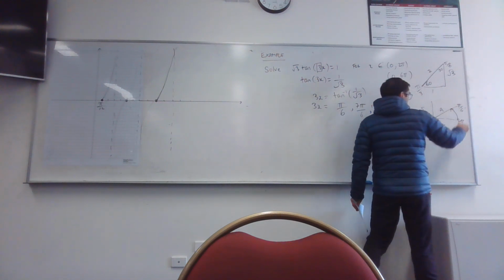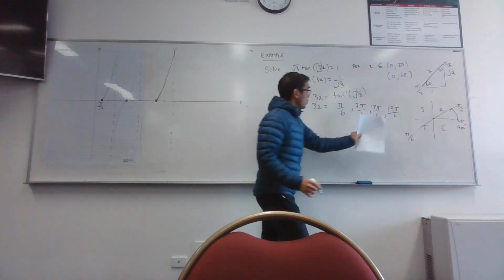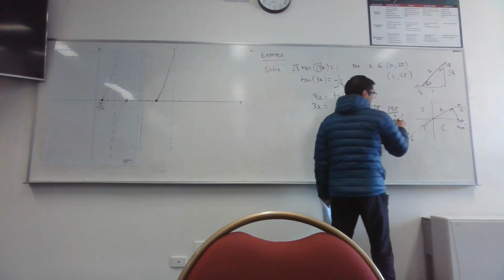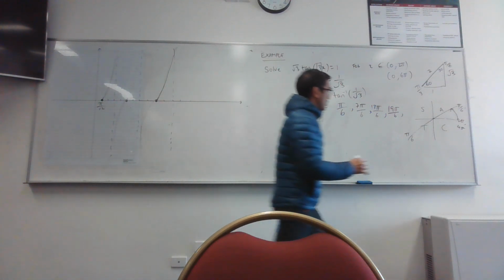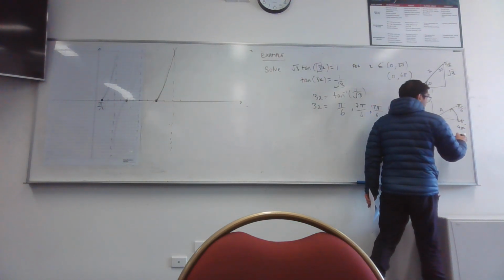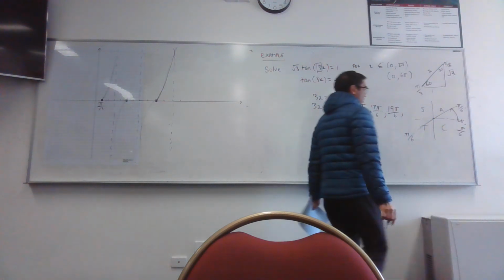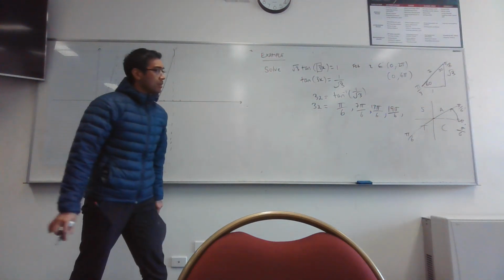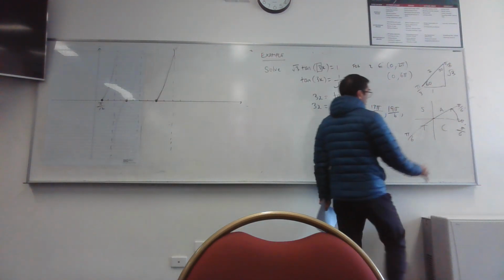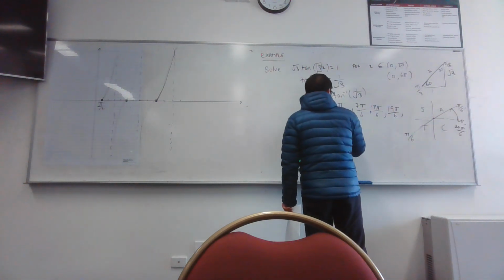So what's this one here? If that's 4 pi, what's the next one? Which is 4 pi is the equivalent of what on 6? 4 pi. 24 and 6. Good. So that'd be 25 and 6. Exactly.